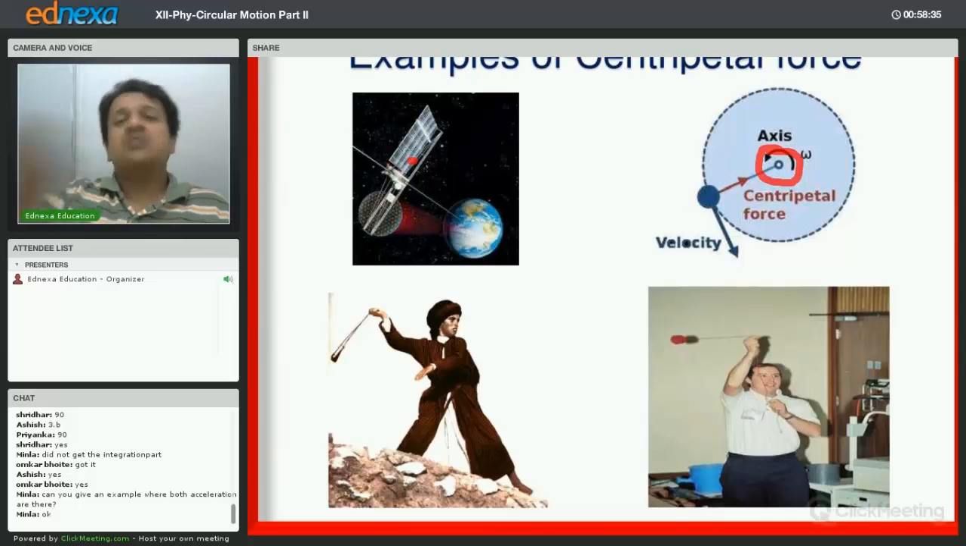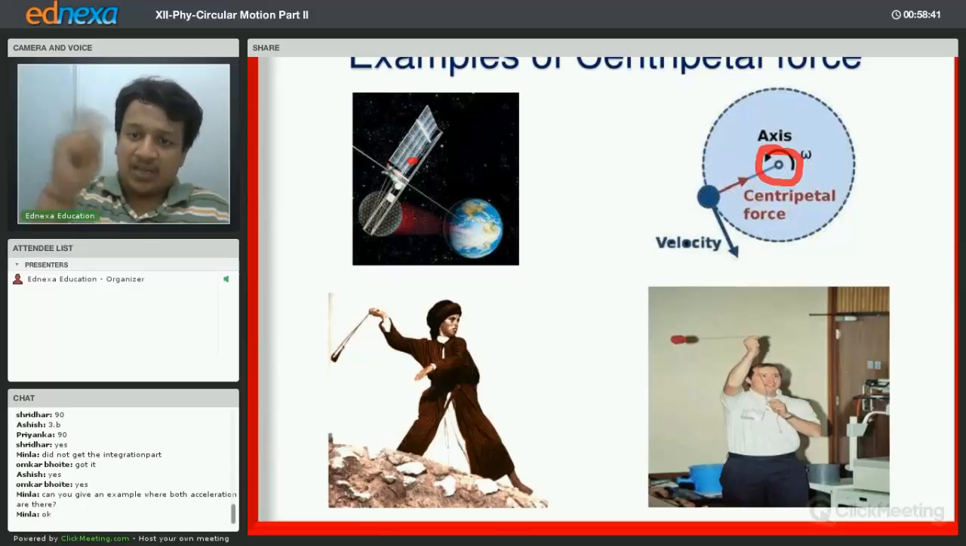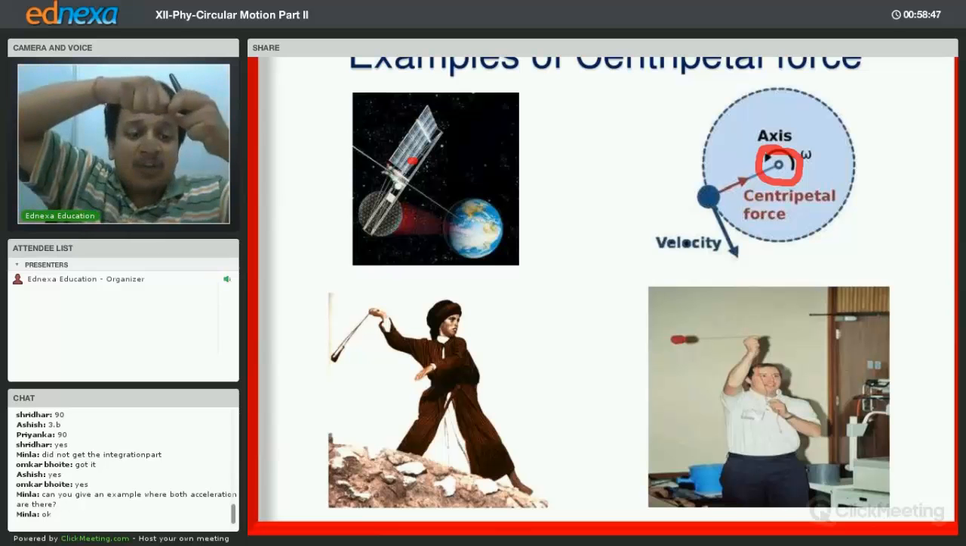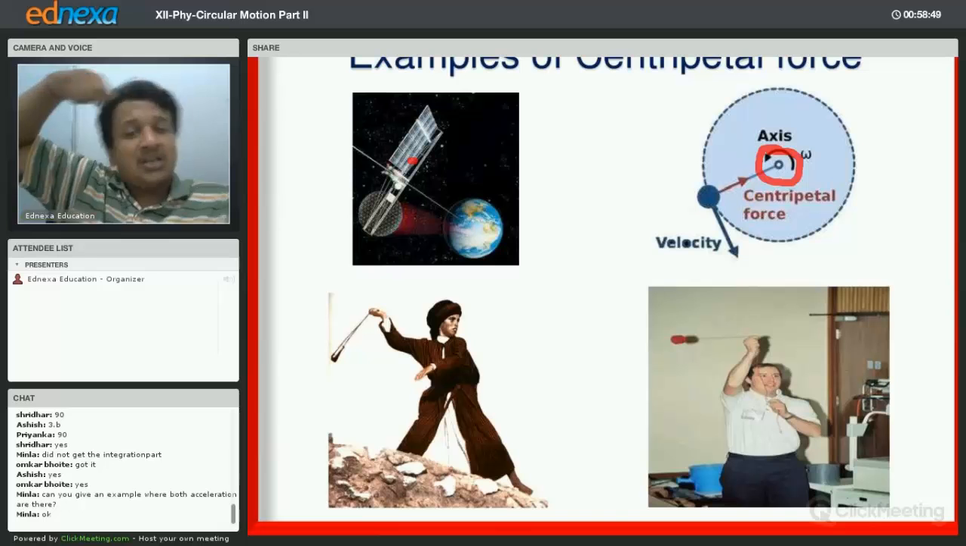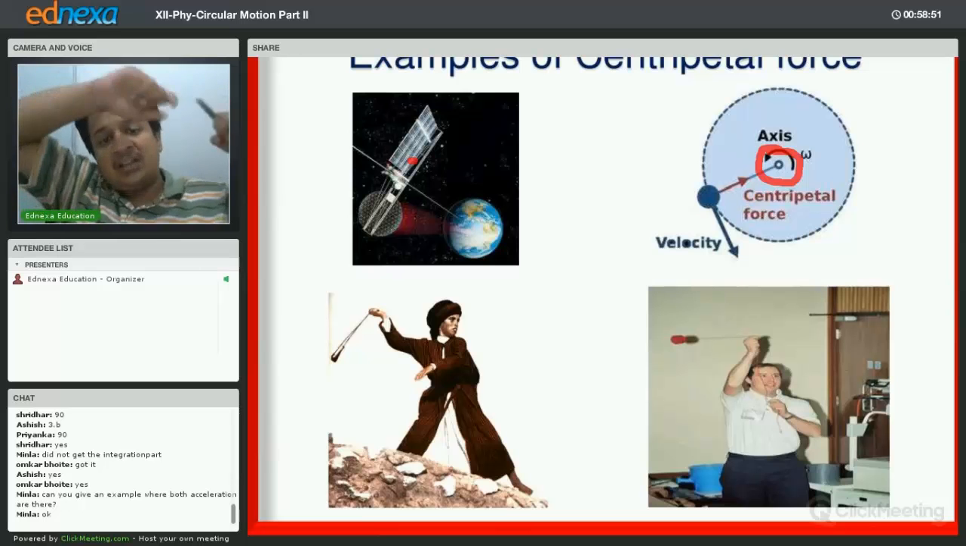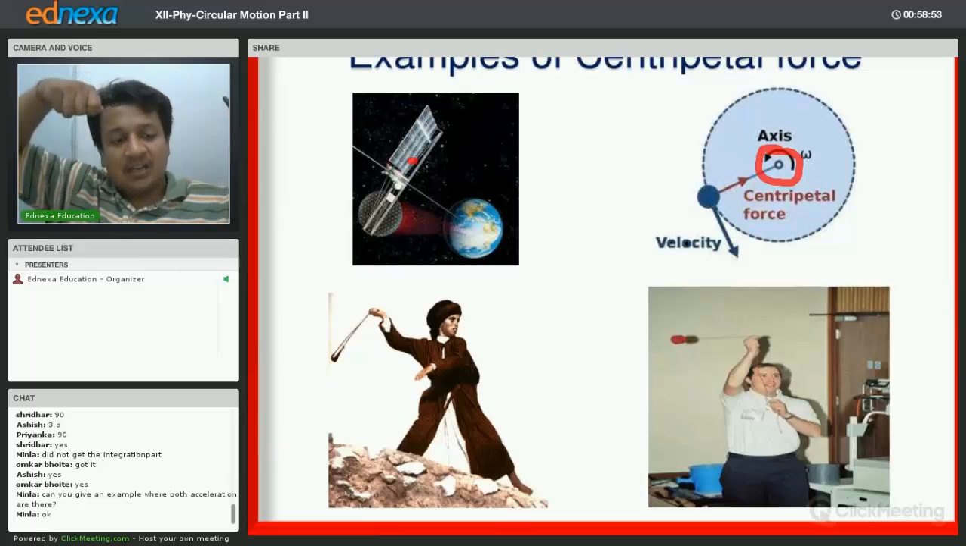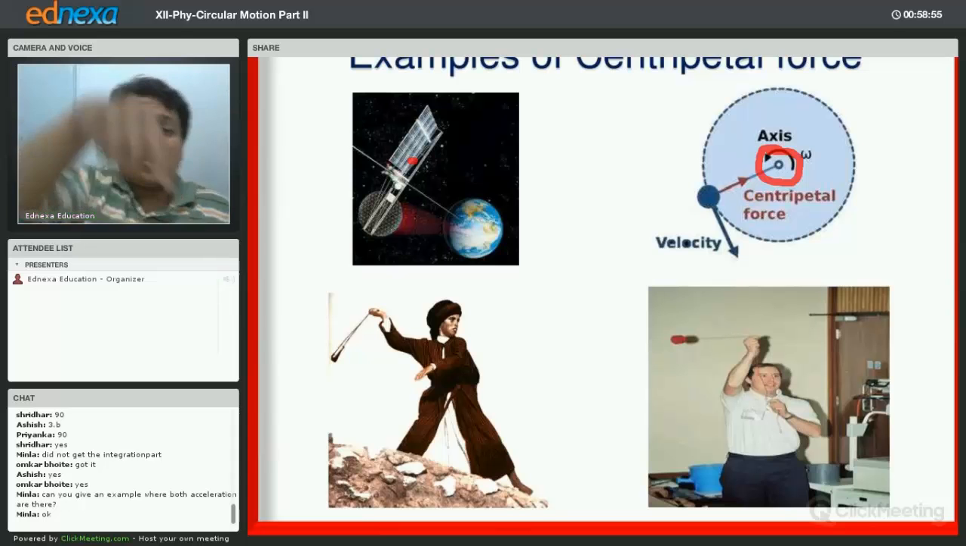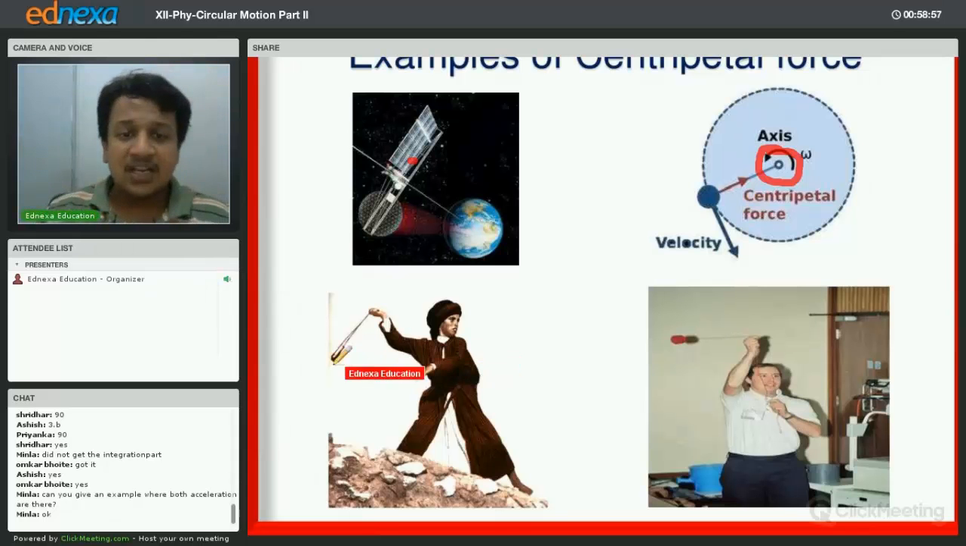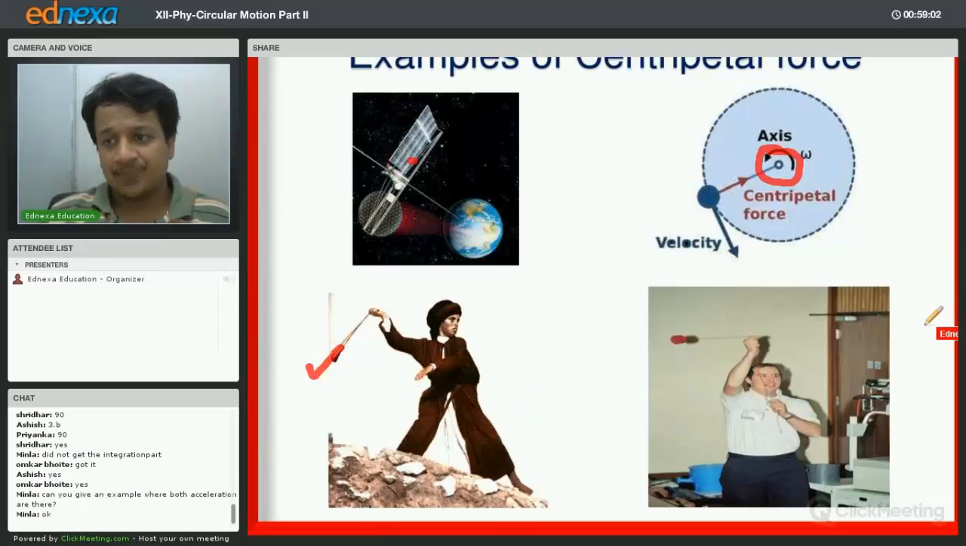David is going to revolve the sling this way, and when he revolves the sling like this, he will stop. So there is development of tension between the stone and the thread where he is going to hold. That tension is responsible for centripetal force, so over here tension will act as a centripetal force.